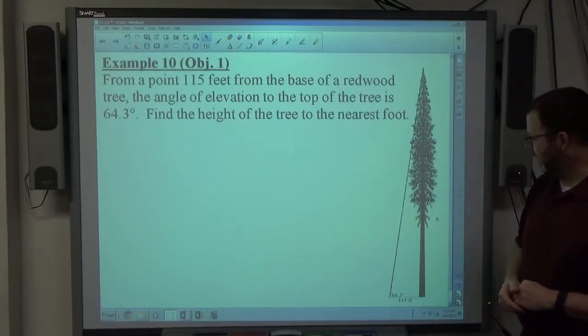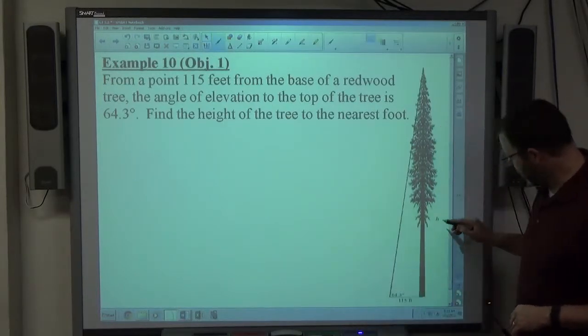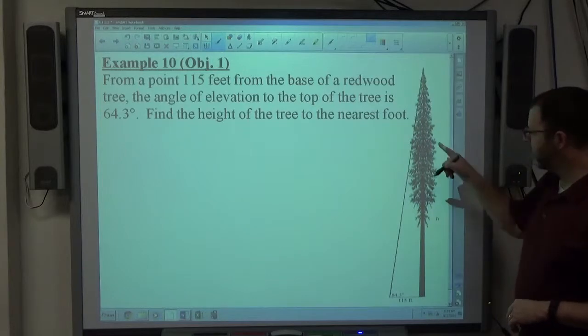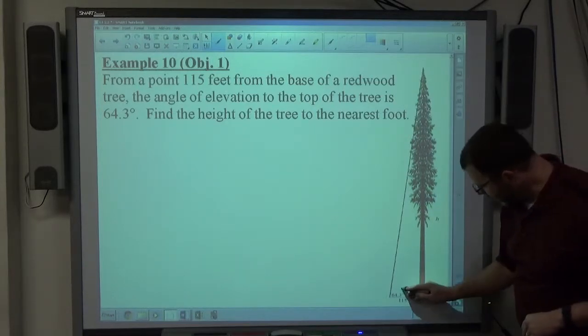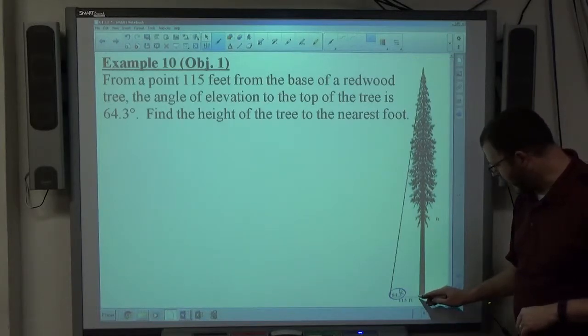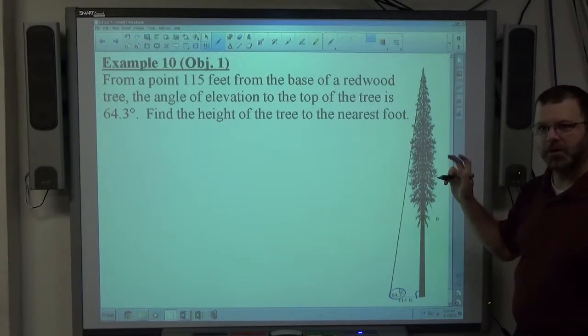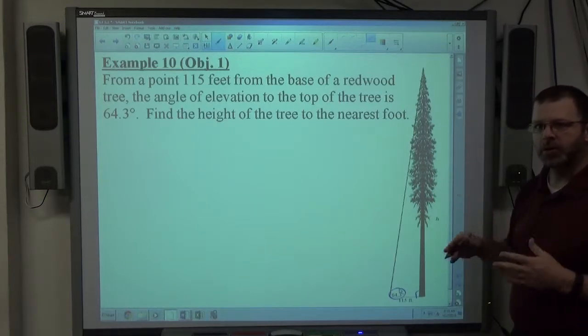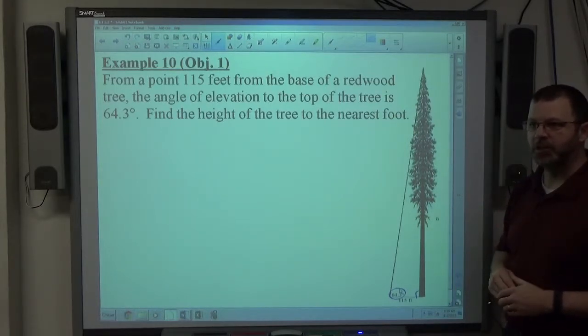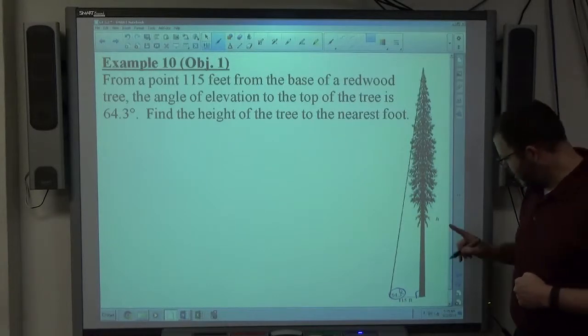Find the height of the tree to the nearest foot. So our goal here is to find the height of the tree. If we focus on the right triangle, this acute angle down here in the corner is 64.3 degrees, and we got a right angle over here where the tree goes straight up, theoretically. All right, we're always going to assume things go straight up. Makes life easier when we're dealing with right triangles.